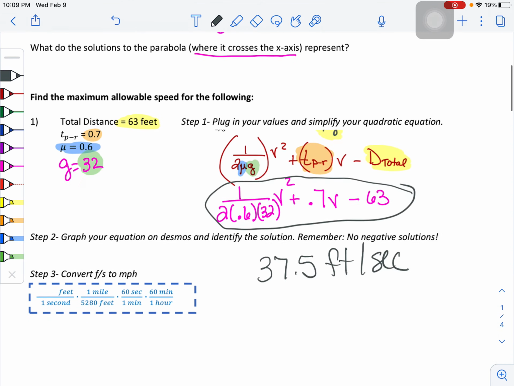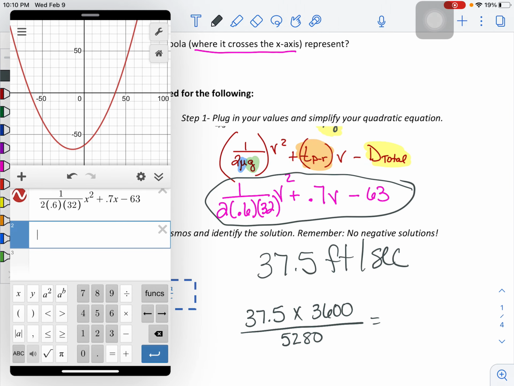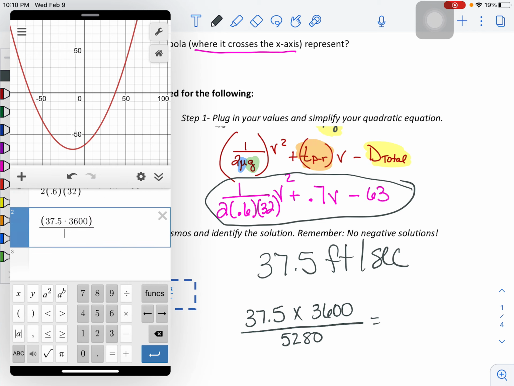So if I put that into our conversion formula over here, it's kind of opposite of what you were doing. You're going to multiply by 3,600, and you're going to divide by 5280. Before, on the last worksheet, you were multiplying by 5280 and dividing by 3,600. Okay, and we will get miles per hour once I put that in the calculator. So 37.5 times 3,600 divided by 5280. And I get 25.6 miles per hour.